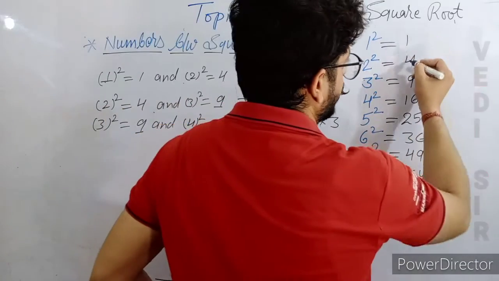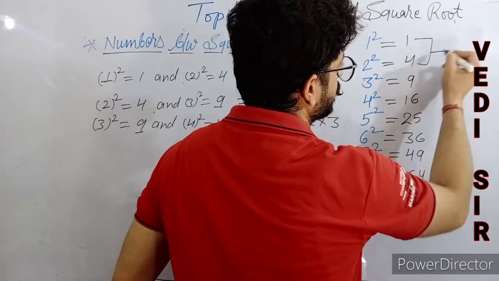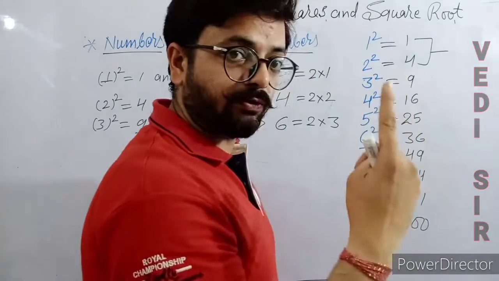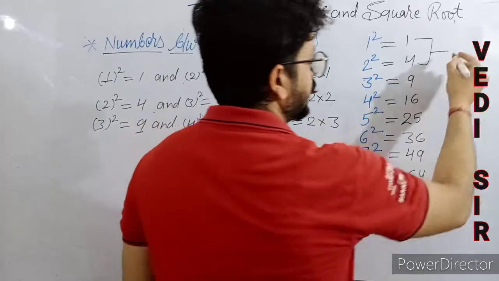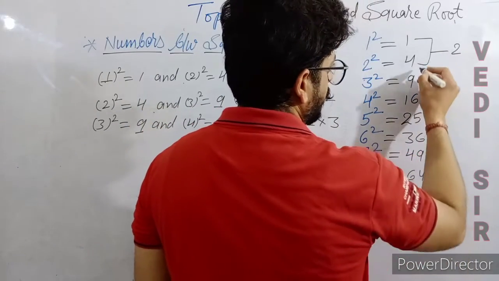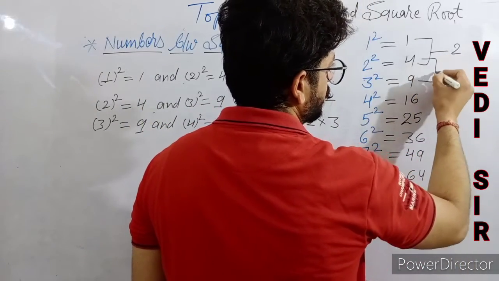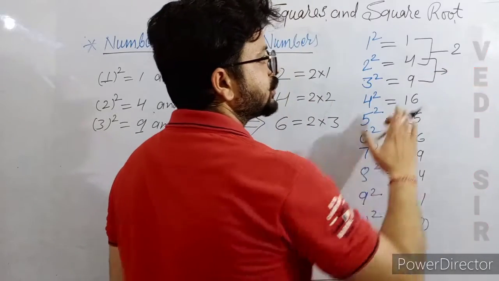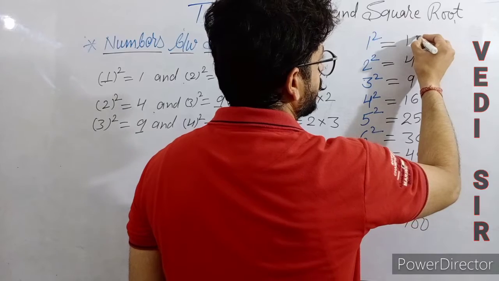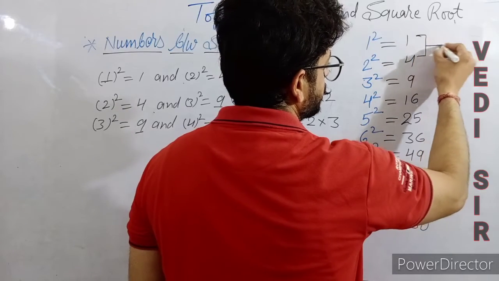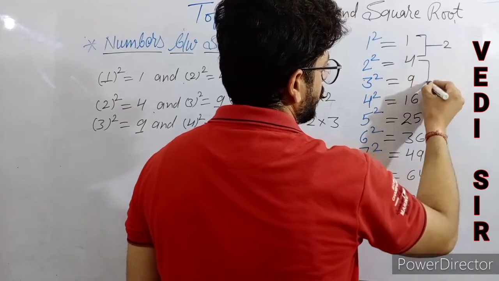Suppose 1 and 2, how many numbers are there in between? The numbers which are not perfect squares: 2, 3. It means two numbers are there in between these two numbers. You see, it's very interesting. I'm telling you students, two numbers in between.